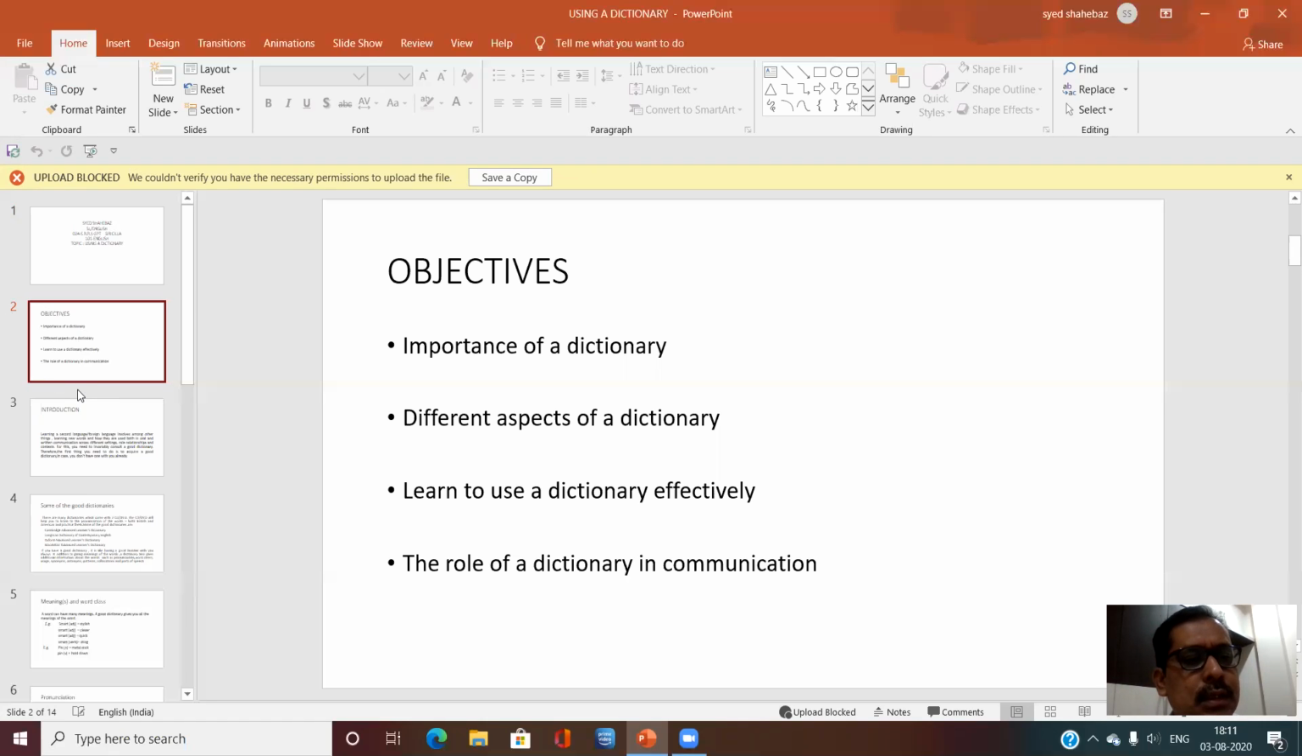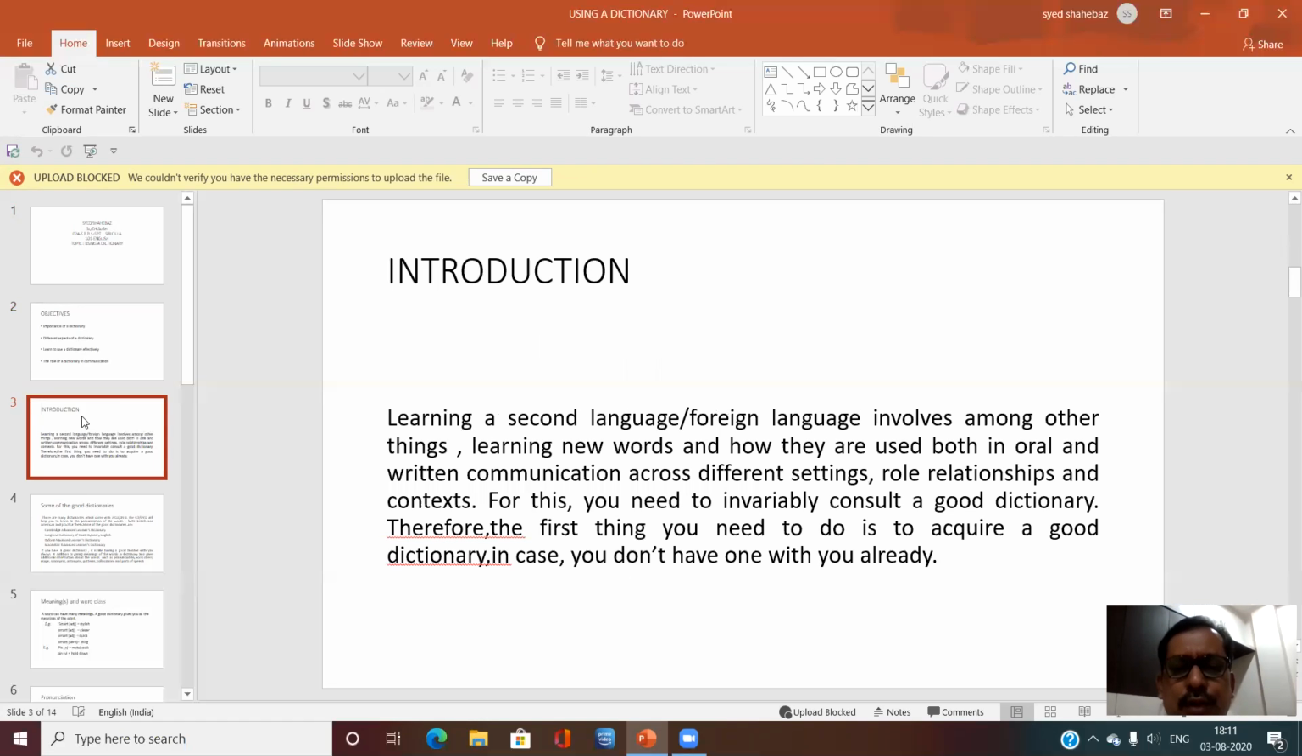Let us come to the introduction part. Learning a second language or a foreign language. English is a second language or a foreign language. English is not our mother tongue, and we learn it in schools and colleges as a second language. It involves, among other things, learning new words. So, primarily, we learn new words of that particular foreign language.